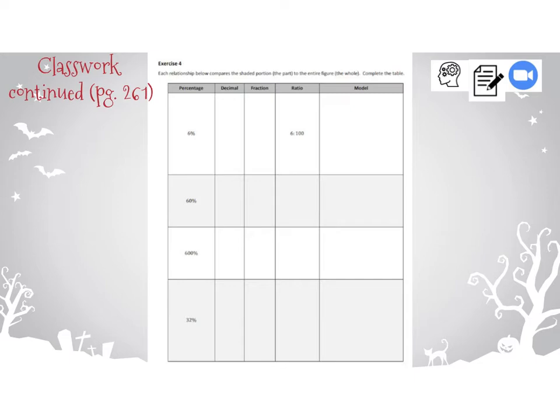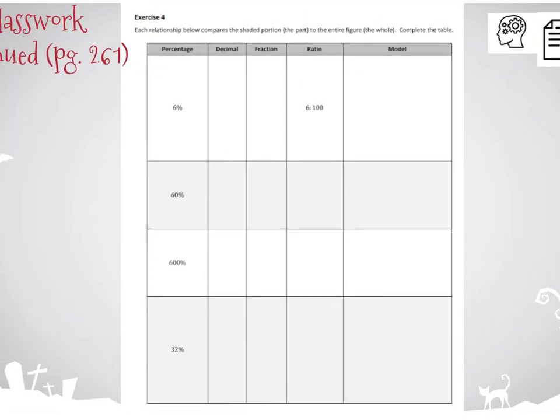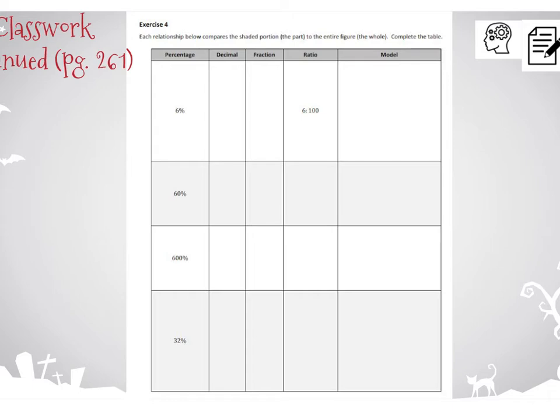Okay, let's look at this next page. We got another table, and that's kind of small, so I'll enlarge it just a little bit. Each relationship below compares a shaded portion to the entire figure, the whole thing. Okay, complete this table. So if we have 6%, I'll choose a different color. Be careful with this one because we don't want to have 60%. It's got a 0 and a 0 and a 6. Be careful on that one. The fraction is 6 out of 100, and the ratio is 6 to 100.